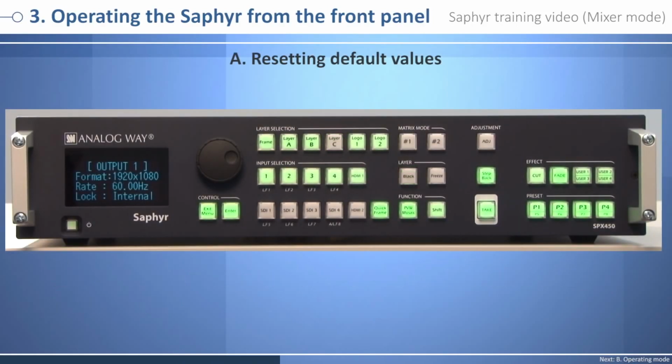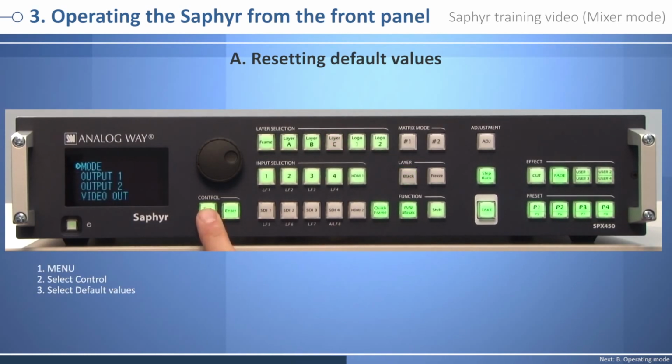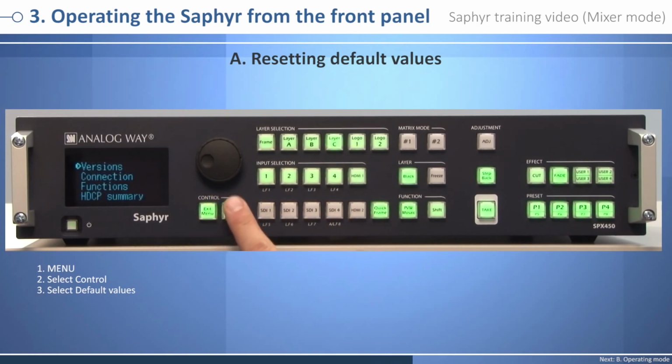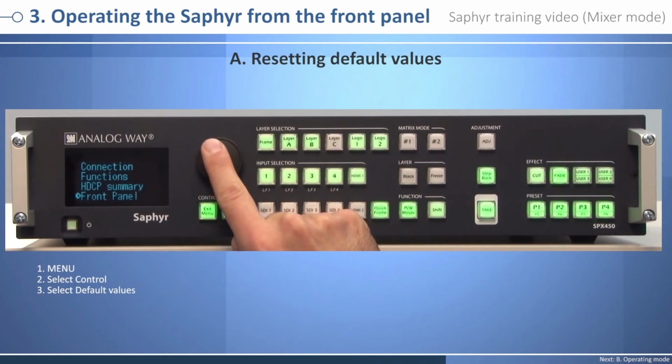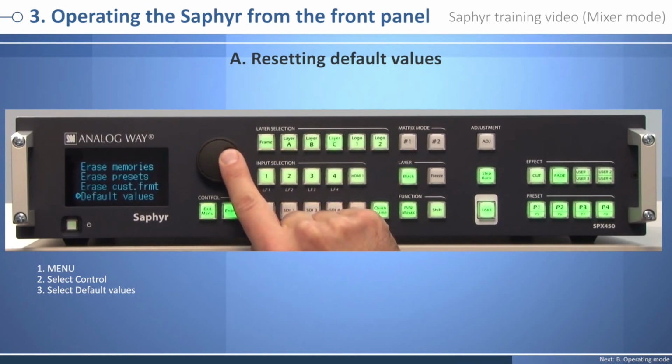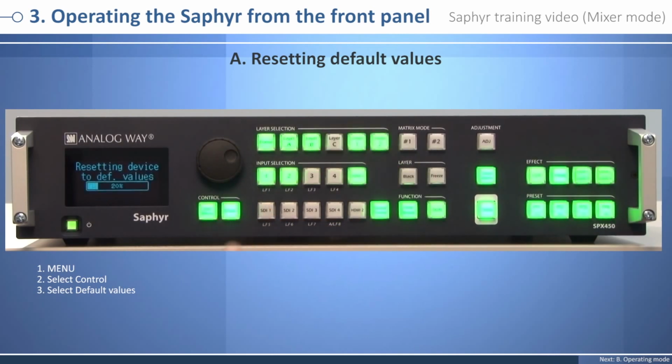Resetting default values. To reset default values, press the Exit Menu button and select Control in the menu by rotating the corresponding knob. Then press the Enter button to enter the Reset Erase submenu. Select Default Values by rotating the scroll knob and press the Enter button to enter your choice to restart your Saphyr with its factory settings. This operation should take approximately 30 seconds.